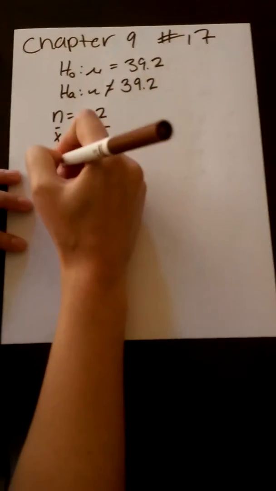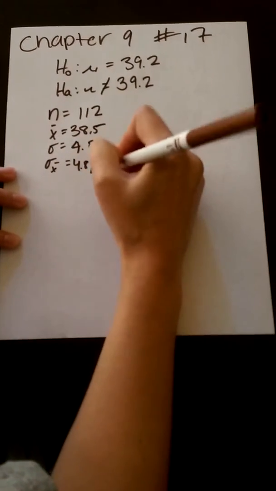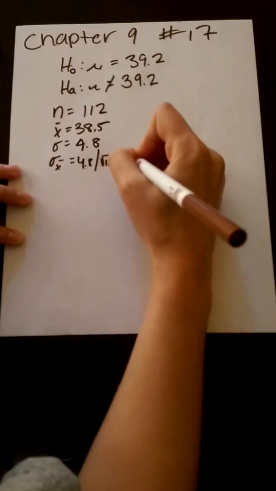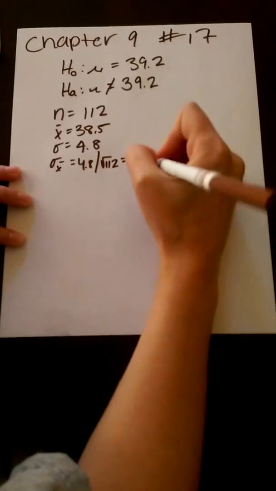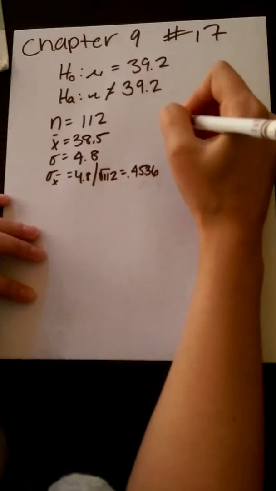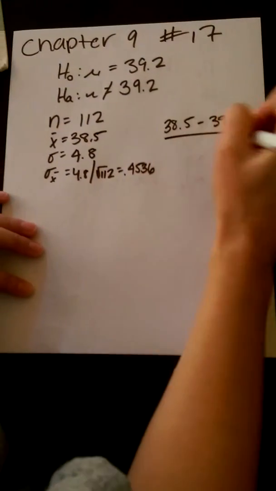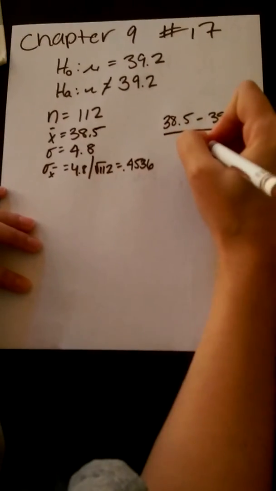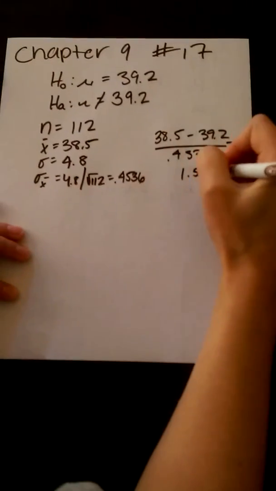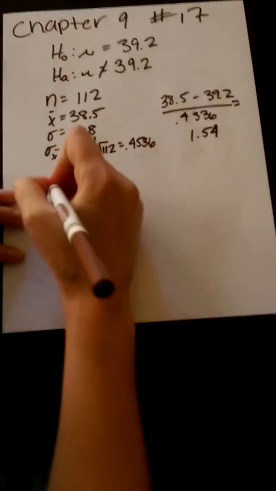In order to get the p-value, we need to know the standard error of x, which is 4.8 divided by the square root of 112, which equals 0.4536. And then we need to find the z-score. So we're going to take 38.5, which is the sample mean, minus 39.2, and divide that by our standard error of x, which is 0.4536, and that equals 1.54.